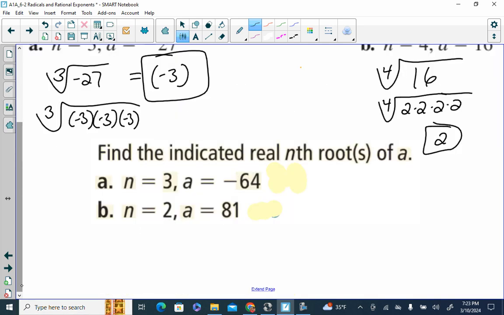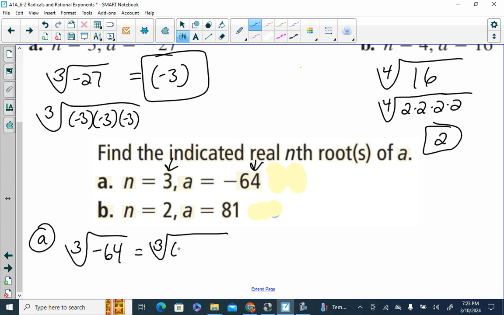All right, we have a couple more examples down here. Example A, we want the cube root of negative 64. So that would look like this, the cube root of negative 64. We want to know what number used as a factor 3 times gives us a product of negative 64. So that would be the same as this, right? Negative 4 times negative 4 times negative 4. 4 times 4 is 16, times 4 is 64.